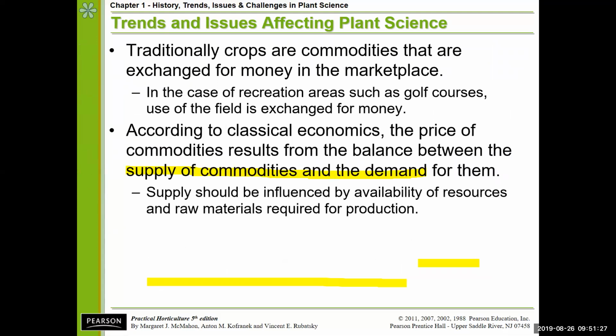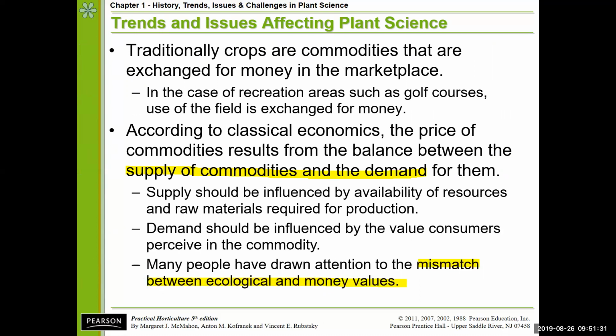So we're going to talk about the different trends and issues that affect plant science. And one of the big ones is just the economics of it. If we think of horticultural crops, for instance, some of those might have that gray area where it's not just that money is exchanged for a product. It could be that money is exchanged for a service.